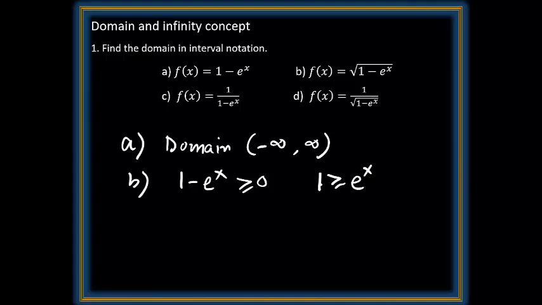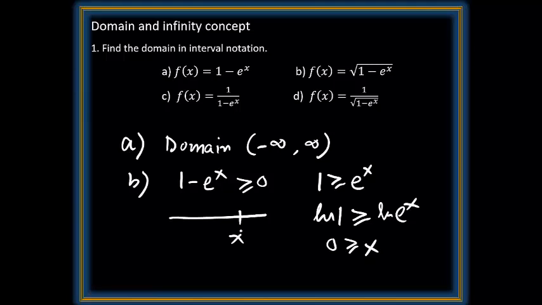If you take natural log on both sides, you get natural log of 1 greater than or equal to natural log of e to the x. So natural log of 1 is 0, and natural log of e to the x is just x. So you see that x must be less than or equal to 0. Then if you look at the line, x should be less than or equal to 0, so it goes on the left side. So then our domain will be negative infinity to 0 closed.